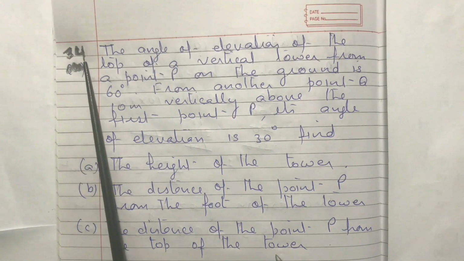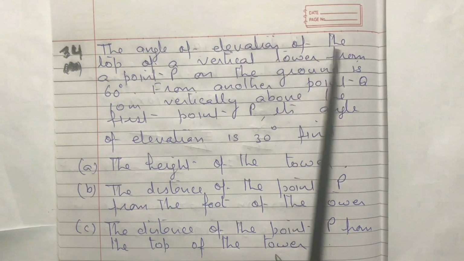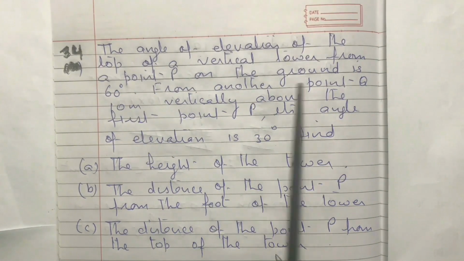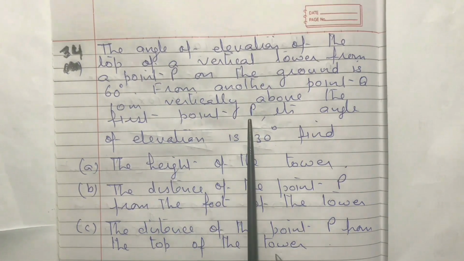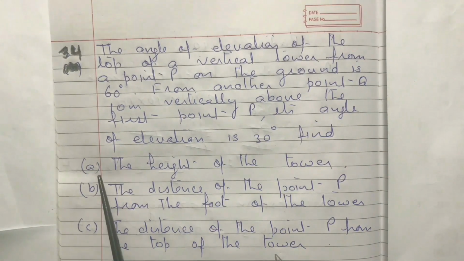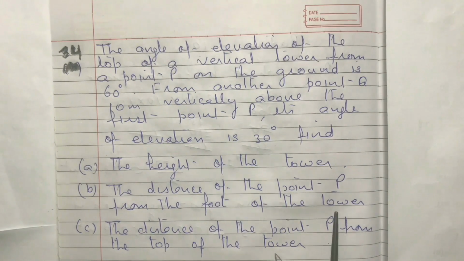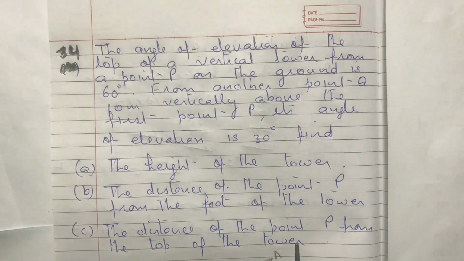Now the 34th question is: the angle of elevation of the top of a vertical tower from a point P on the ground is 60 degree. From another point Q, 10 meter vertically above the first point P, its angle of elevation is 30 degree. Find A, the height of the tower, B, the distance of the point P from the foot of the tower, C, the distance of the point P from the top of the tower.